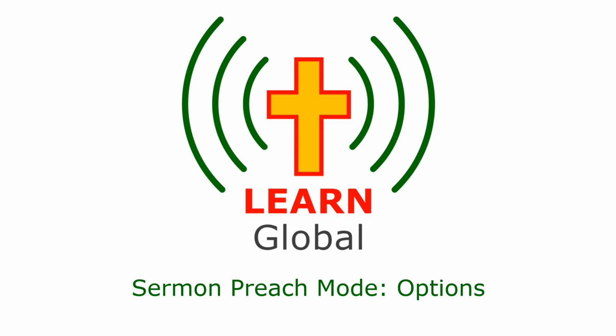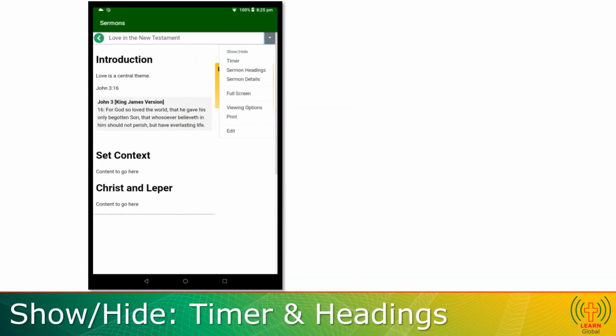Preach mode lets you view or hide elements on the screen. You can see some or all of your sermon details or remove them for a clutter-free environment. Tap the options arrow at the top right of the screen. A list of available sermon options will appear.